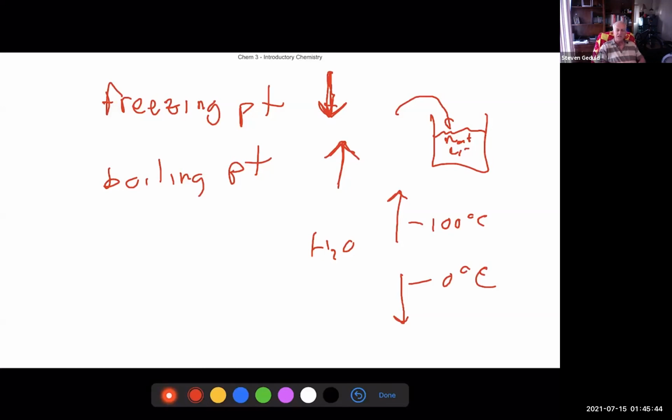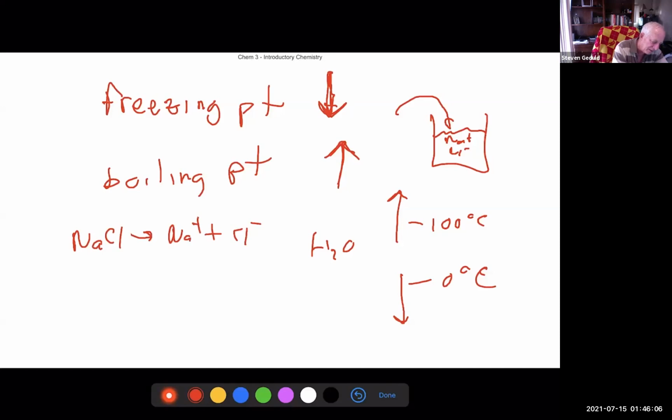And it all depends on the number of ions in solution. It doesn't matter what type of ions. So I'll give you an example. We have sodium chloride, which breaks into one sodium and one chlorine. That's going to give you a certain freezing point depression and boiling point elevation.